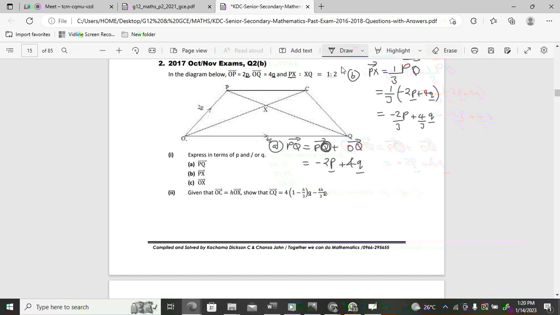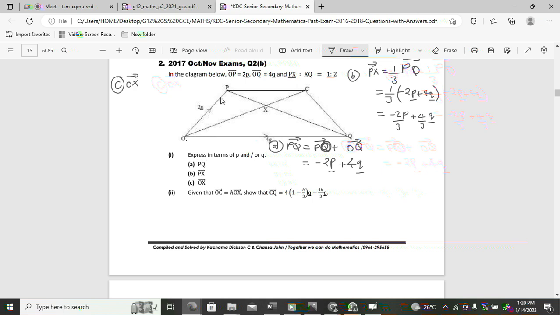Okay, so now we can find C. Now, the way these questions come, especially this question, if you fail to get these which are on top, it will be very, very difficult for you to get part two, this one which is showing show that. Okay, let's find OX.